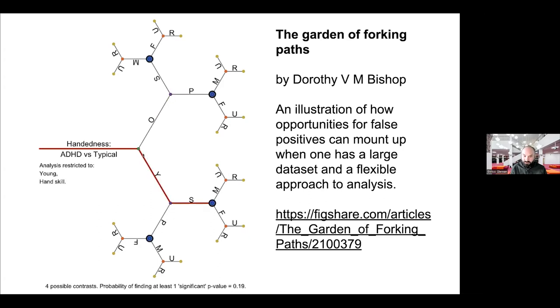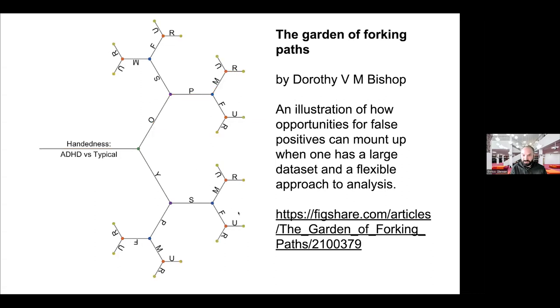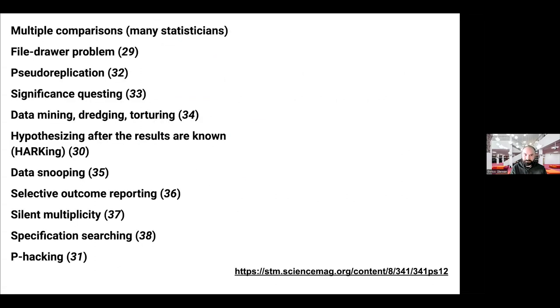And of course, again, if you had a strong hypothesis that it's the young, right-handed females living in urban areas that are really your research group, then you can claim it before trying all the possible comparisons that you can do here and fishing for the magic 0.05 p-value.